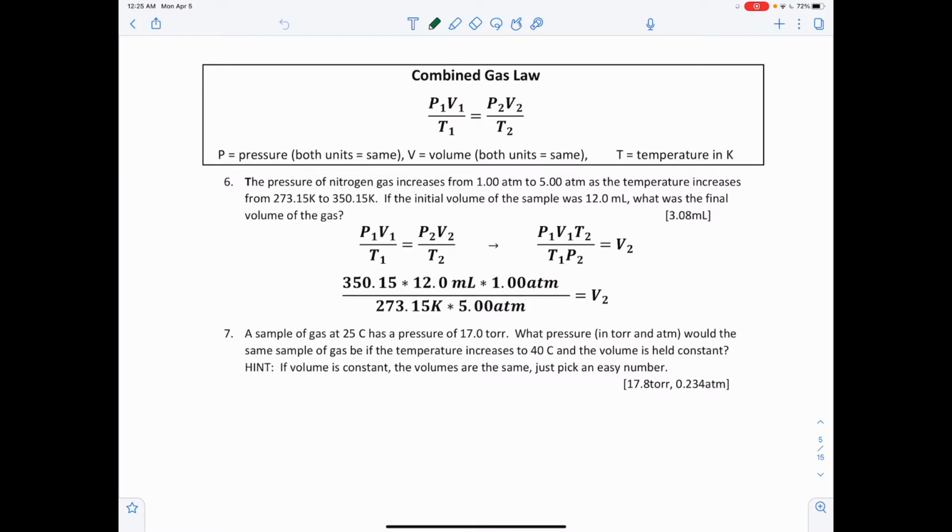Again, like before, I like to make a little note. This needs to be in Kelvin. This needs to be in Kelvin. These two just need to be the same unit. They could both be milliliters, they could both be liters, whatever they are, they've got to be the same. And then the same goes for these ones also. They need to be the same units. It's not quite as picky as the PV equals nRT equation. This is huge though. Got to get the Kelvin in there.